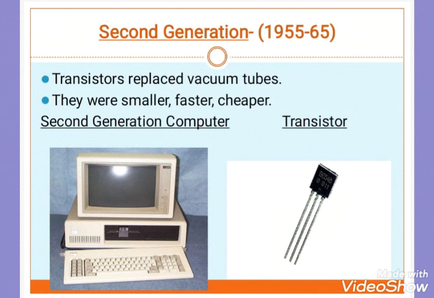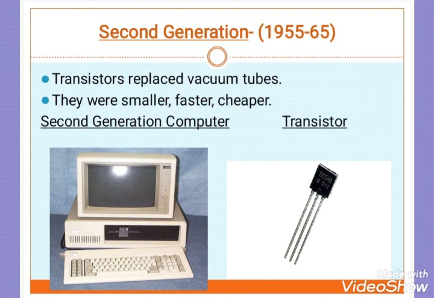Now we will see the second generation computer. The second generation was developed in the years 1955 to 1965. In this generation, transistors replaced vacuum tubes. Transistors were far superior to vacuum tubes, allowing computers to become smaller in size, faster, cheaper, more efficient, and reliable as compared to the first generation. That was about the second generation computer.